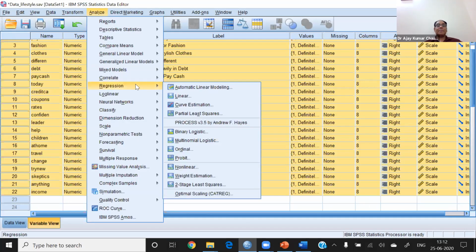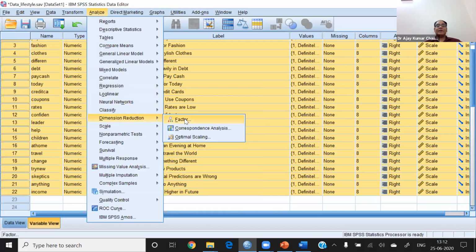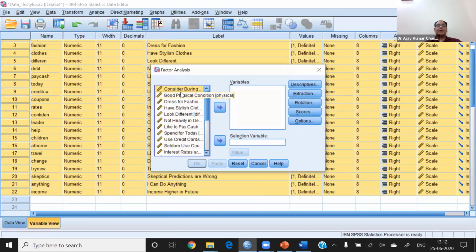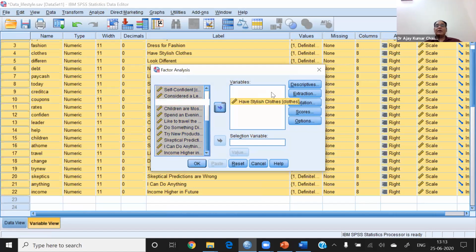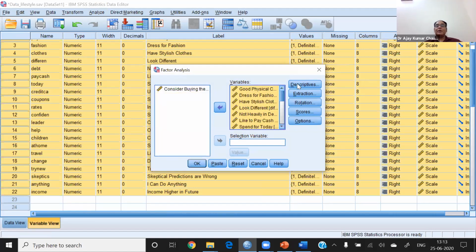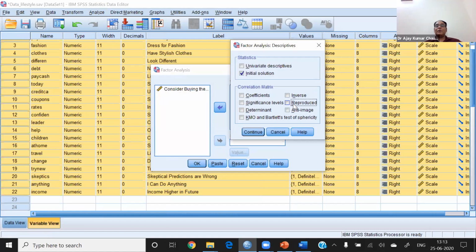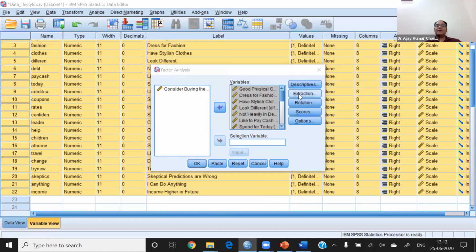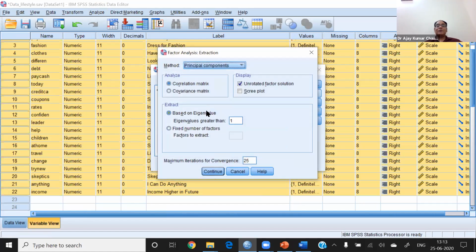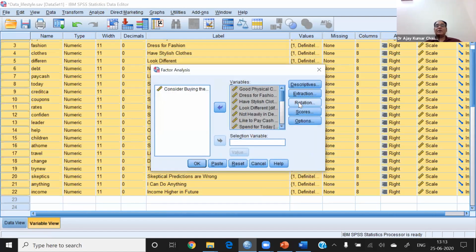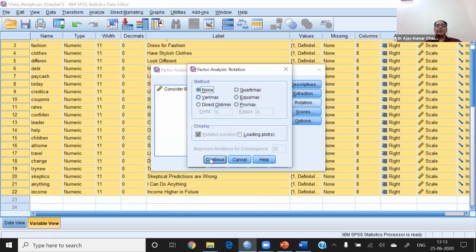Analyze, dimension reduction, factor. The dependent variable I should not include in this, only the independent variables. In descriptives, you know that reproduced should be there, KMO should be there, and extraction based on eigenvalue should be there. Scree plot I don't require, since no research paper is reporting the scree plot, so I'm not clicking on this. In rotation, I click on Varimax, continue.